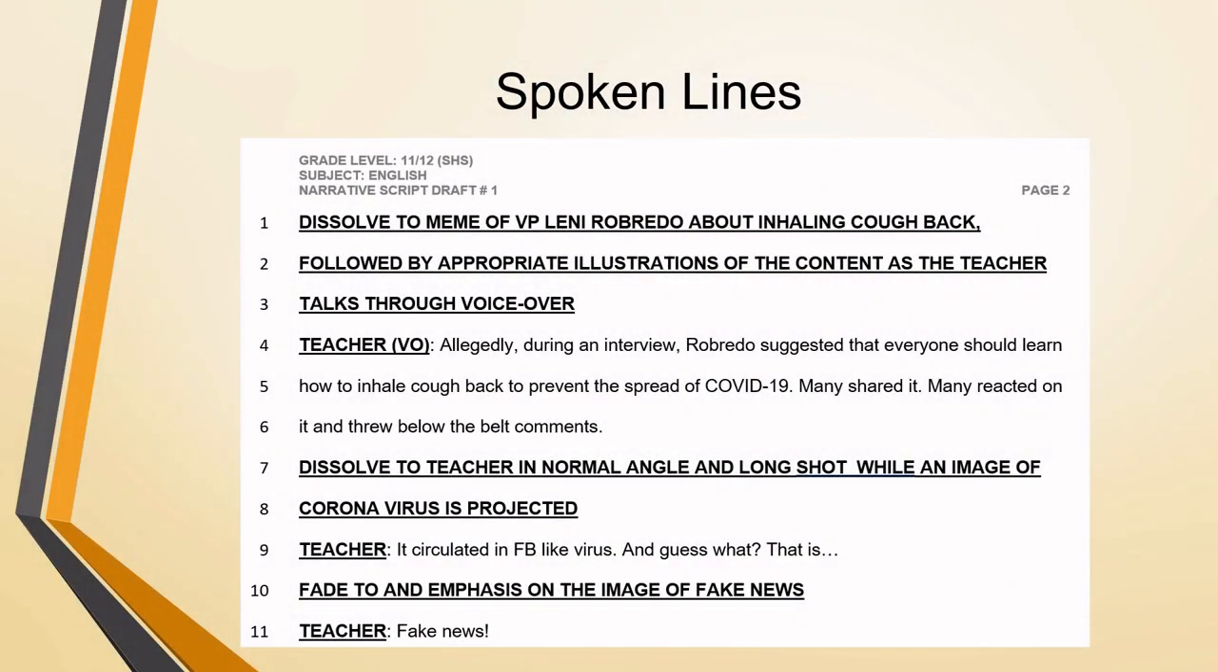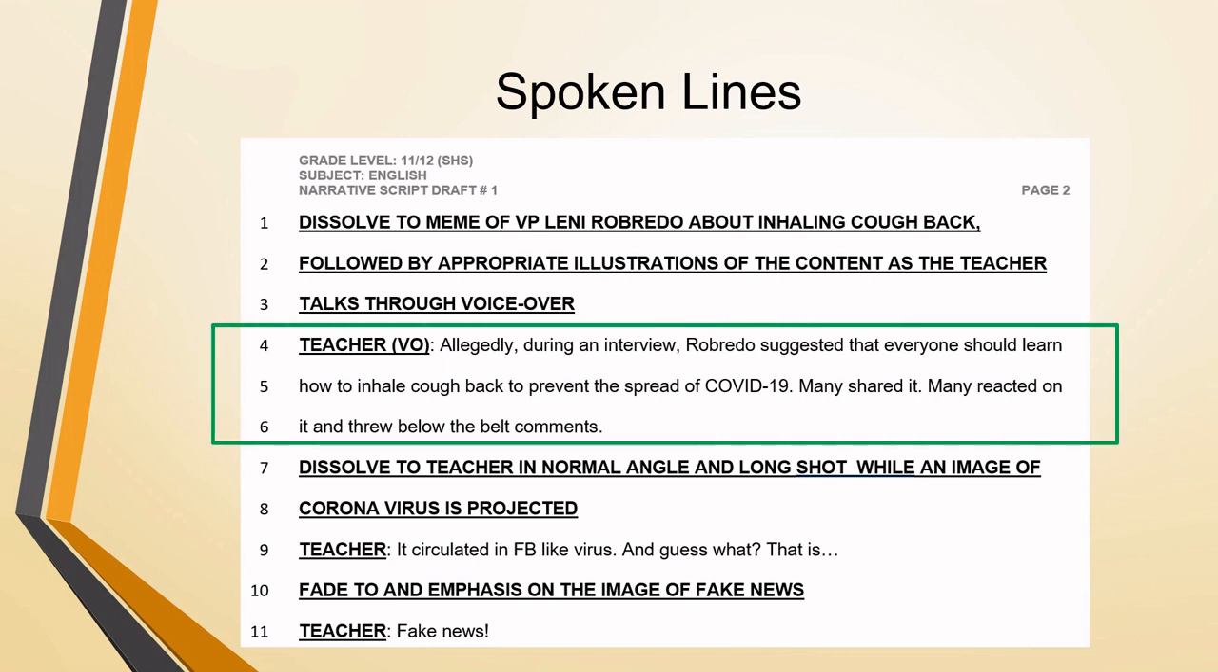Aside from the AV instructions, spoken lines are the second type of content that you will find in a narrative script. This is an example of spoken lines. It is delivered by the talent or speaker in the video.